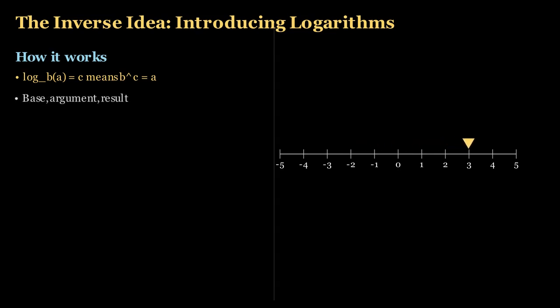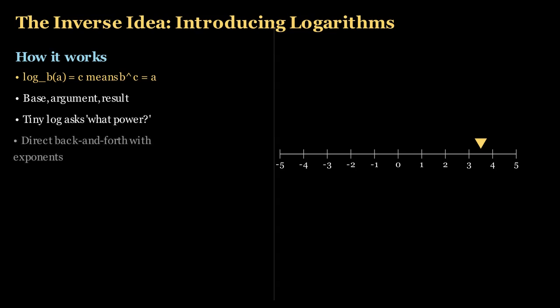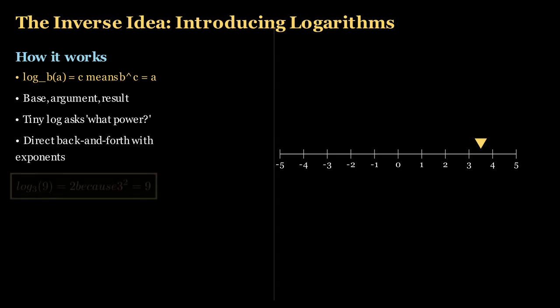The word "log" is short for logarithm, which comes from Greek words meaning "ratio number." It's a number that expresses a ratio, or relationship. Every logarithmic equation is just an exponential equation in disguise. If you see log base b of a equals c, you can instantly rewrite it as b to the c equals a. This back and forth is your superpower.